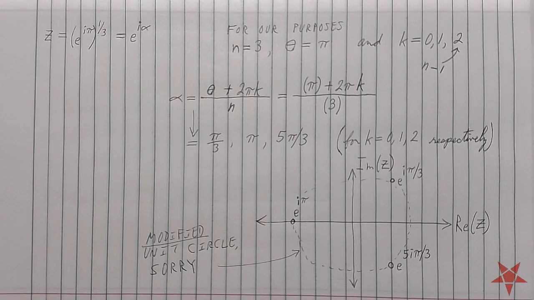Keeping in mind that r is still 1, we can see that z takes on 3 values located on the unit circle when plotted in the complex plane: e exponent i pi over 3, e exponent i pi, and e exponent 5i pi over 3, or e exponent i 5 pi over 3, depending on how you like to write these things around. I apologize for the shoddy artwork.